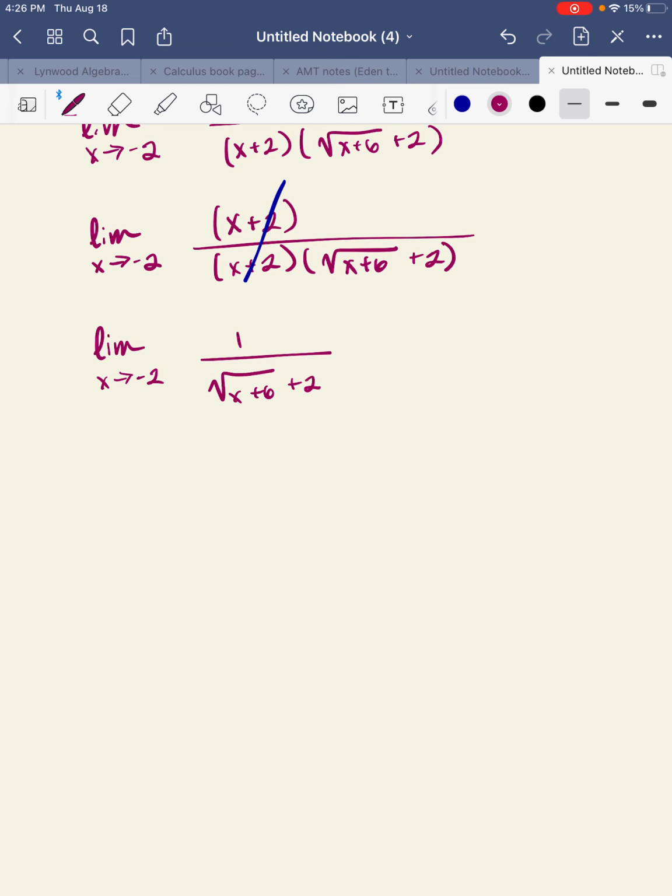So now when I use my direct substitution, the result is going to be 1 over the square root of -2 plus 6, plus 2. -2 plus 6 is 4, the square root of 4 is 2, and 2 plus 2 is 4. My final answer is going to be 1/4.